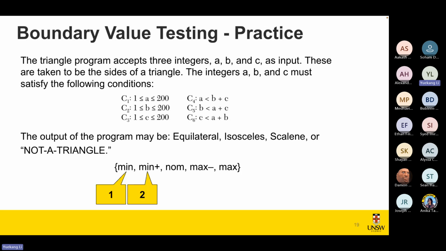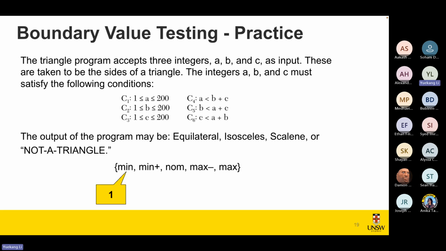And now let's think about the values for normal boundary value testing. So for normal boundary value testing, we only care about the valid range. We only care about the valid values, right? We don't care about the invalid values. So we don't have a minimum minus or max plus. So can you give me an example, a value for the minimum value here? I think I messed up with the animation just now, but yeah. So what is the minimum value here?